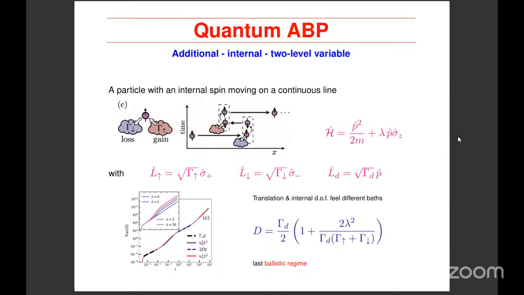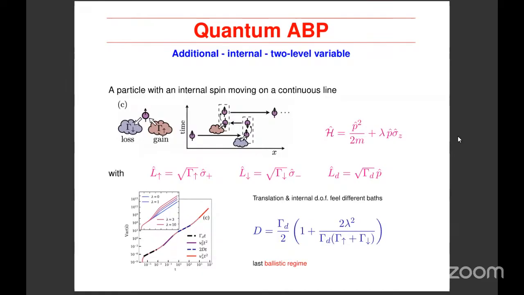Now, let me tell you about the third model, the other one which was completely quantum. The model that we choose, the Hamiltonian, is like this. It just has the kinetic energy term, and it has a kind of weird coupling, but it's a coupling between momentum and the spin, the internal degree of freedom. And then I choose the Lindblad operators in some way that act on the spin, but also act on the momentum.